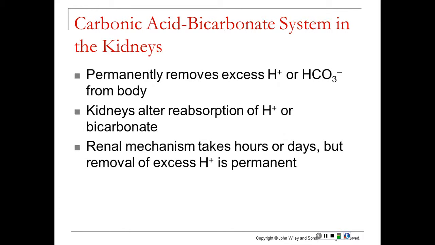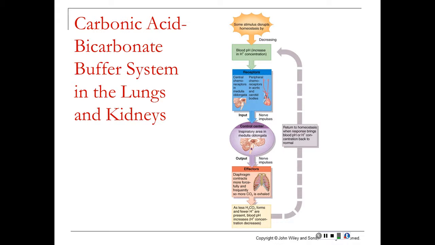The carbonic acid bicarbonate system in the kidneys is going to permanently remove any excess hydrogen ions or bicarbonate ions from the body. It can also alter the reabsorption of hydrogen or bicarbonate. That renal mechanism can take up to hours or days to remove that excess hydrogen, but it is permanent. Once the hydrogen's gone, it's gone. It takes a while to reestablish itself. Here's the drawing from your textbook.